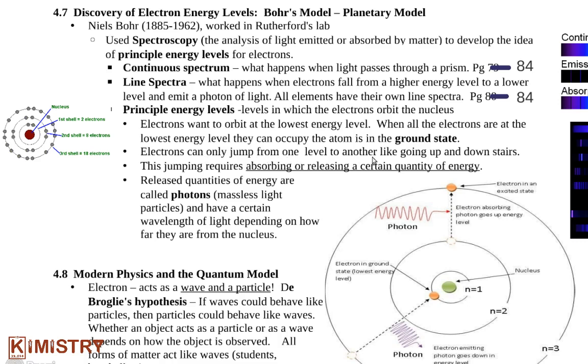Electrons can jump only from one level to another. Think about going up and down stairs again. You can't jump up to stair 2.5. You can jump up to stair 2 or 1, but not 2.5. So they have to jump up to one certain level. And this jumping requires absorbing or releasing a certain quantity of energy. When you bend your knees, you absorb some energy and you push, and then you release that energy basically when you fall back down. Released quantities of energy are called photons, and they are massless light particles, and they have a certain wavelength of light depending on how far they are from the nucleus.